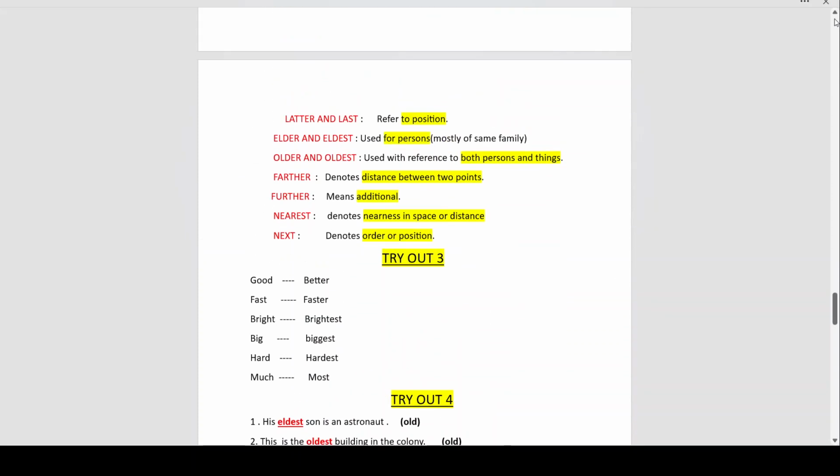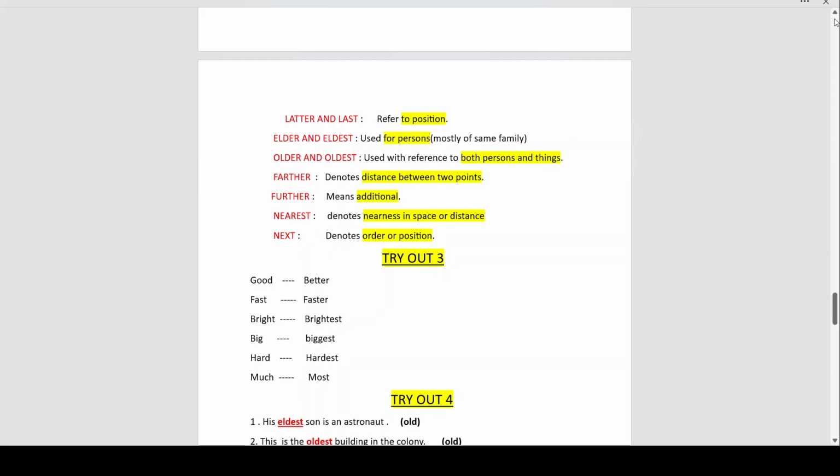Now, children, we have come to the end of this chapter. I hope you understood all the rules, the kinds of adjectives, the degrees of comparison, the rules of adding the comparative and superlative degrees. And the more you practice, children, the more you will be able to answer these kinds of questions and solve these exercises properly.